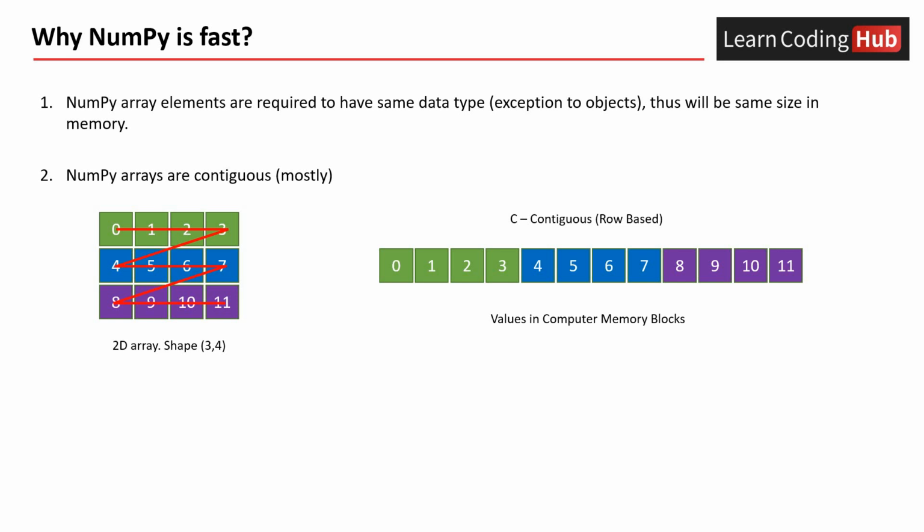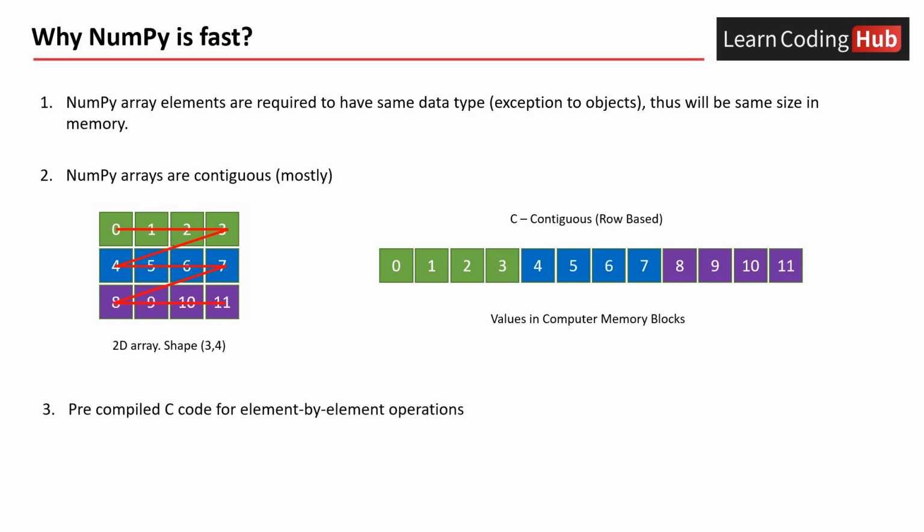Okay. And I mentioned "mostly". The reason is that when you create an array, it is contiguous, but if I transpose it, which basically converts rows into columns or columns into rows, then the array will become non-contiguous. That's the reason I said "mostly", but most of the time you will use the contiguous one. Okay.